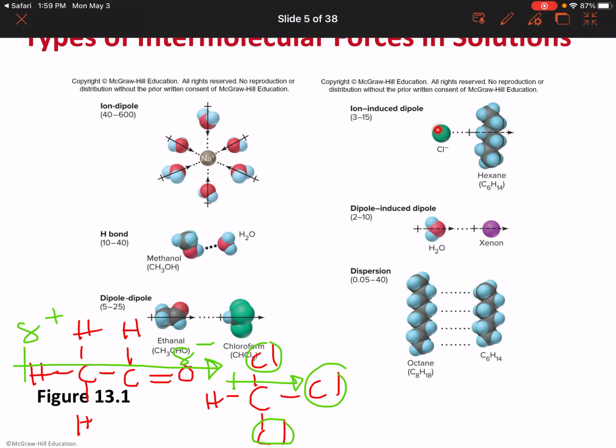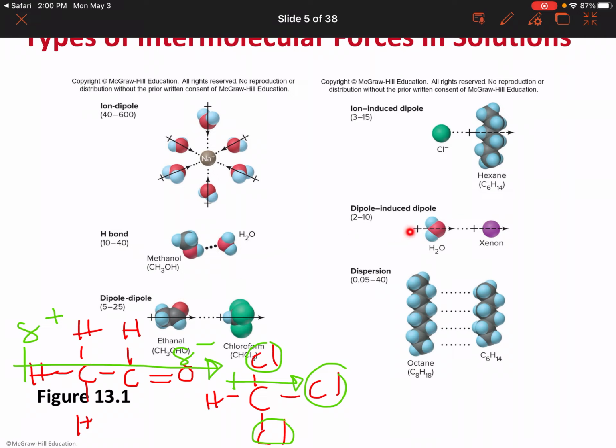Because this guy is negatively charged, it comes closer. Since we know that negative charges try to pull electrons towards themselves, it creates a charge imbalance in the hexane molecule. But that happened due to the chloride. So since chloride is doing that, we call it an induced dipole, not a permanent dipole like the previous ethanal or the chloroform. Okay, so ion-induced dipole is another type of intermolecular interaction that's about 3 to 15 in energy. That is less compared to the dipole-dipole.